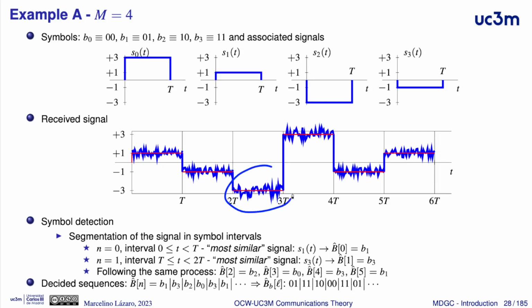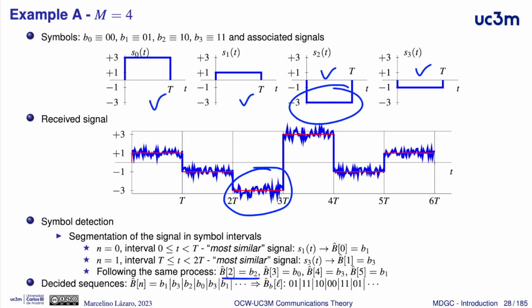In the third interval, we have this signal. If this signal is compared with the 4 possible transmitted signals, in this case, it looks that the most similar signal is S2, and this means that the third symbol is estimated as the symbol B2, the one associated to the signal S2.